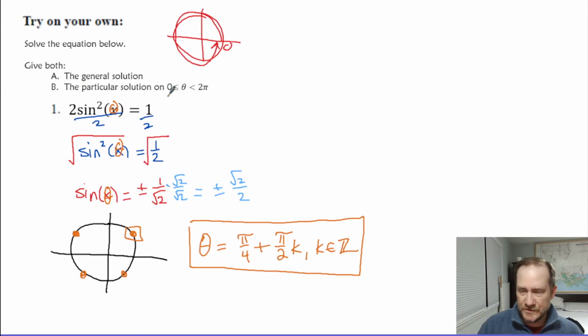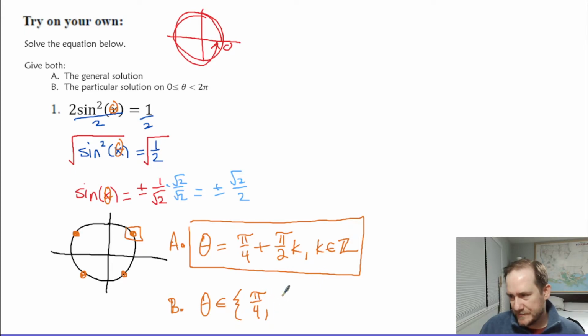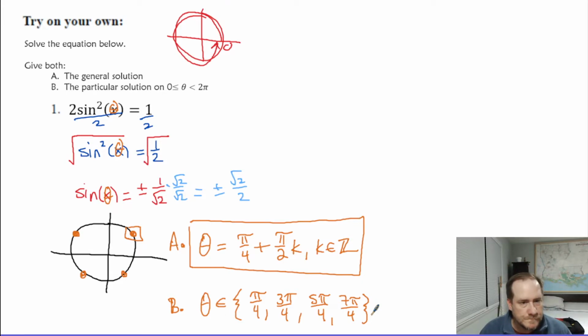Now the particular solution would just literally be these 4 points that I plotted. So the particular solution would be theta equals, let's do it as a set. Theta is an element of the set that contains these 4 points, which are pi over 4, 3 pi over 4, 5 pi over 4, and 7 pi over 4. That's it. Now I said I would do this 2 ways, so I will.